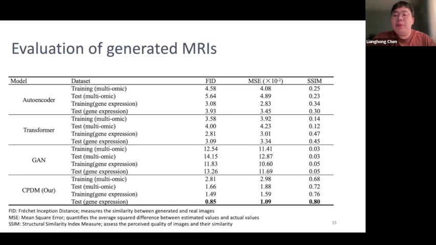We compare both the multi-omic version and the gene expression version of our model with other 3 generative models, which are autoencoder, transformer, and GAN. From the results, we can find the performance of our model comprehensively surpasses all the baseline models.